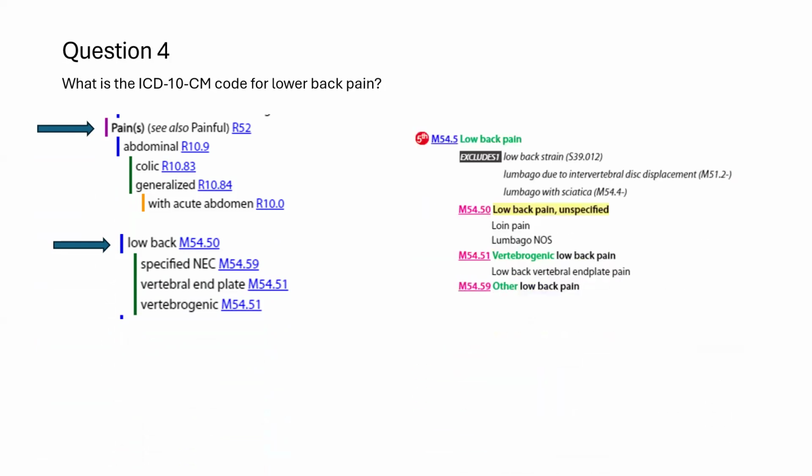As a reminder, the number 5 in the red circle means this code requires a 5th character to be correct. The exam might try to trick you, though, by only listing M54.5 as an option. This would be incorrect, as the 5th character 0, 1, or 9 is needed. The correct code is M54.50.